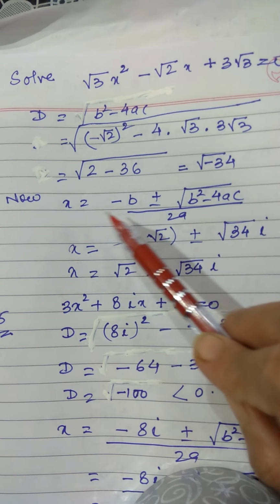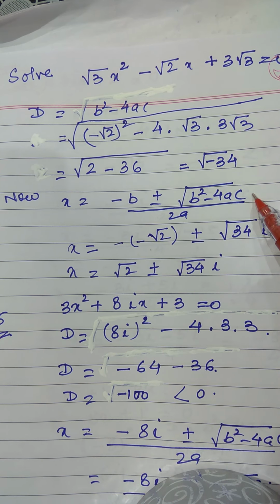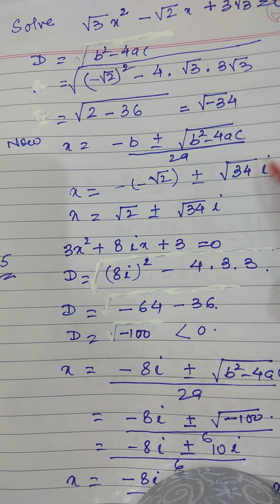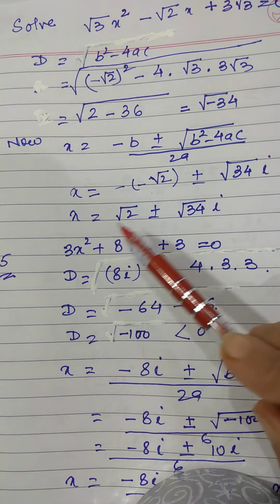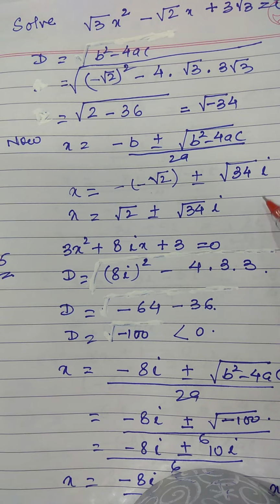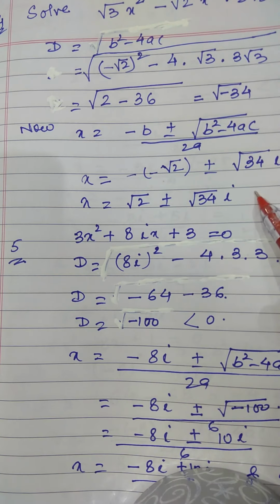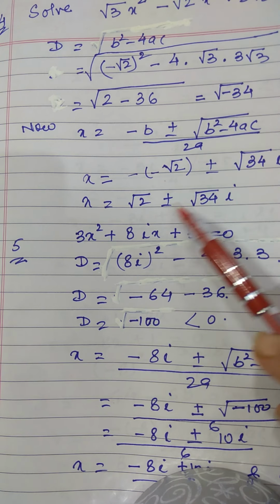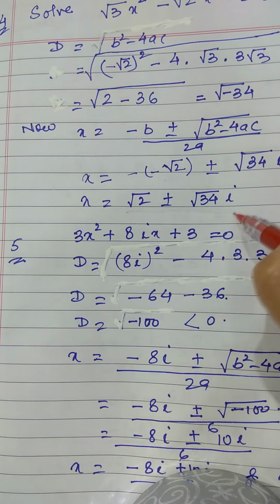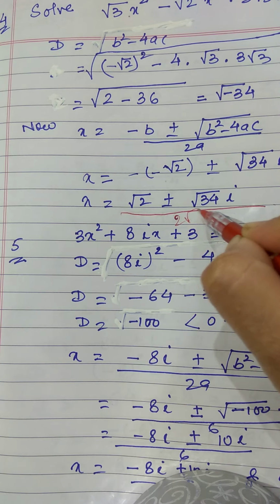So x is minus b plus minus root b square minus 4ac upon 2a. So x is root 2 plus minus root 34 iota. So the solution is root 2 plus root 34 iota and minus, upon 2a. Sorry, here you can take 2a. So what is a? This is root 3, so 2 root 3.